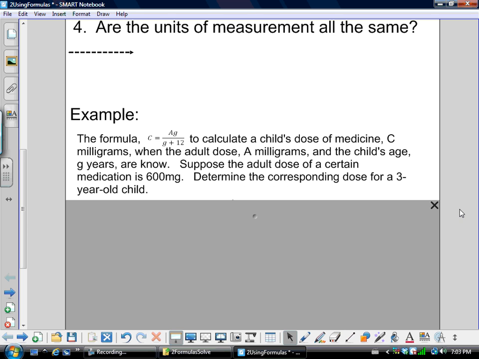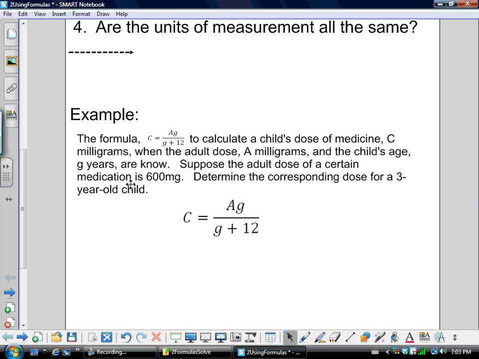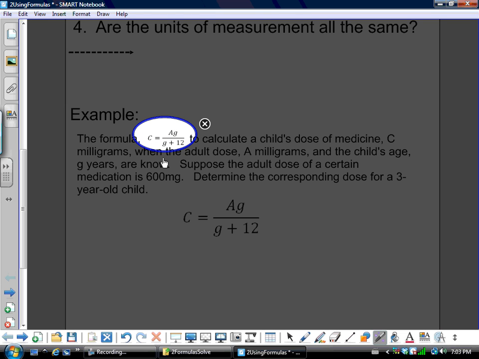So here's our example, and it gives the formula. I don't know about you, but I have never used this formula before. It is C equals A times G divided by G plus 12. I've never used it before, so I don't know what each one of those variables stands for.